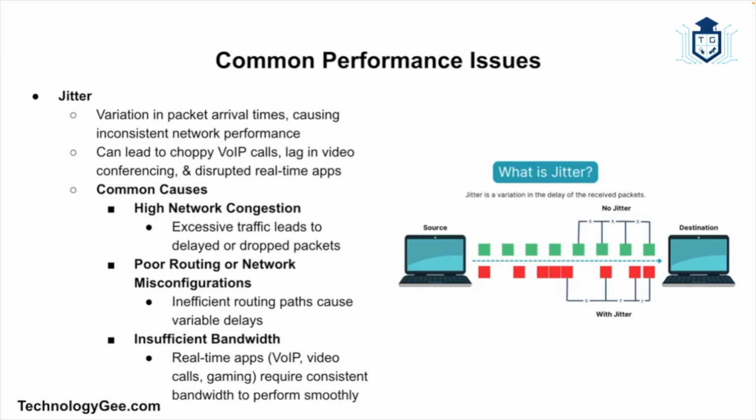Next, we have jitter, and this refers to the variation in packet arrival times leading to inconsistent network performance. And the common causes are high network congestion, poor routing or network misconfigurations, or insufficient bandwidth for real-time applications like voice over IP and video calls.